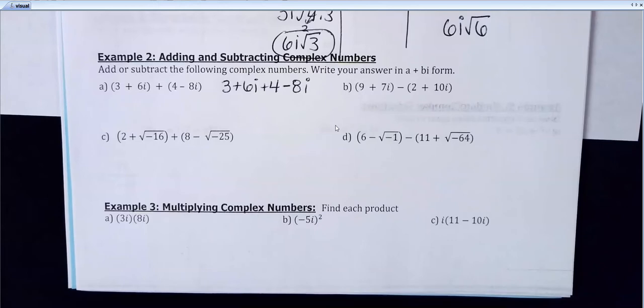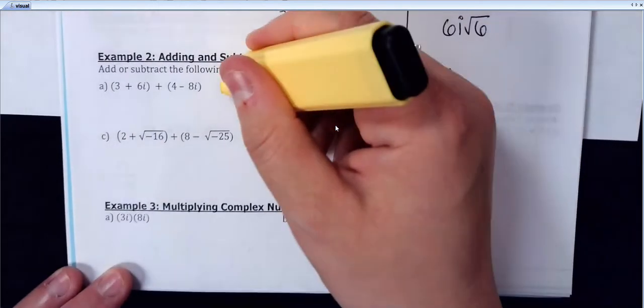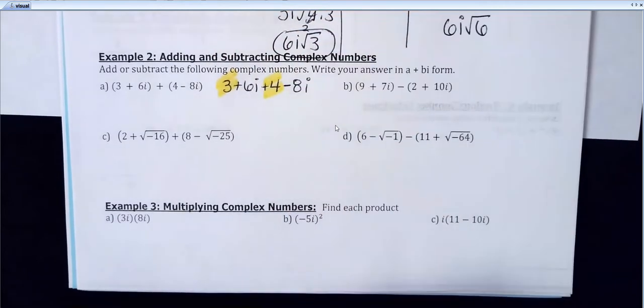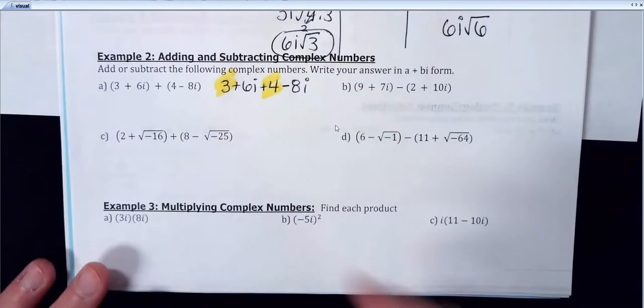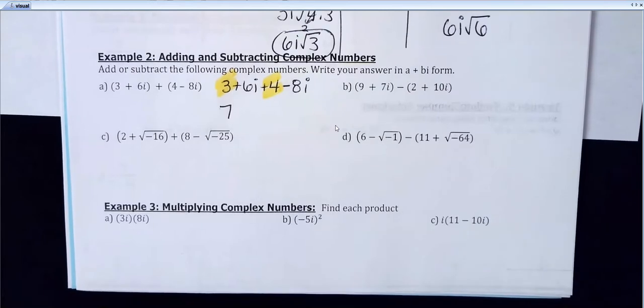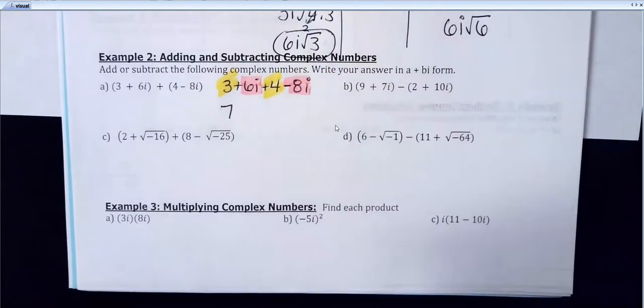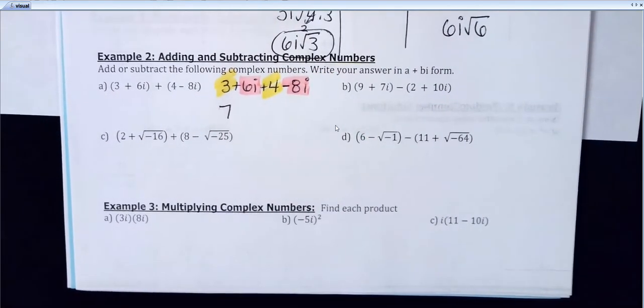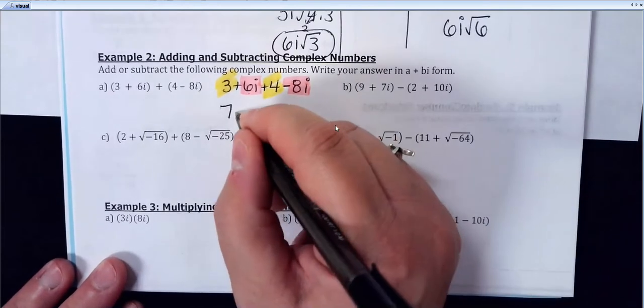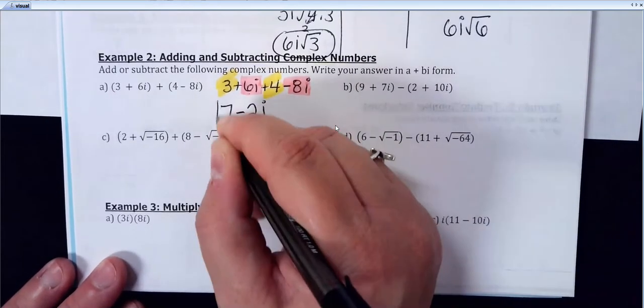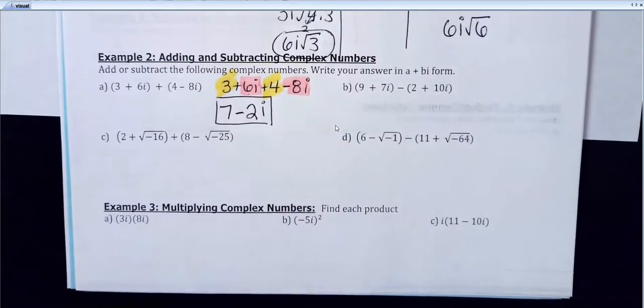What you do to add these is combine like terms. So like the real parts, I've got a 3 and a 4. I just add those together like you normally would. That would be 7. And then I do the same thing with the imaginary parts. So I have 6i here, negative 8i. You're just going to combine like terms. So this would be 6 minus 8, so it would be negative 2i. And then it can't go any farther because I can't add real and imaginary numbers any further. That's that a plus bi form.